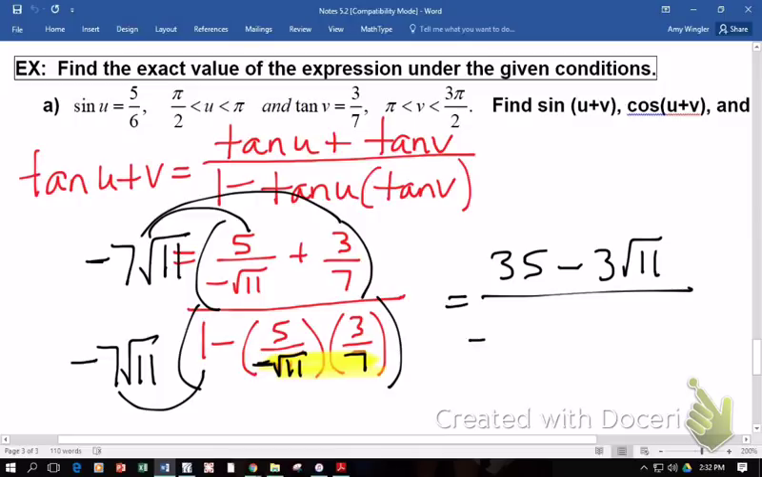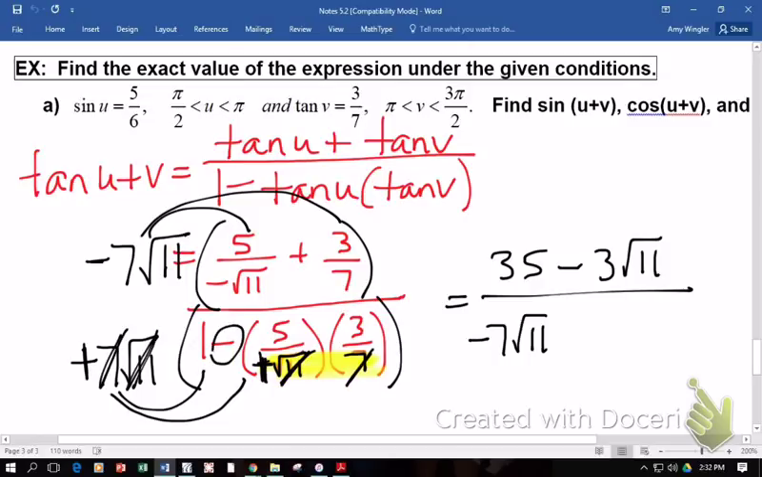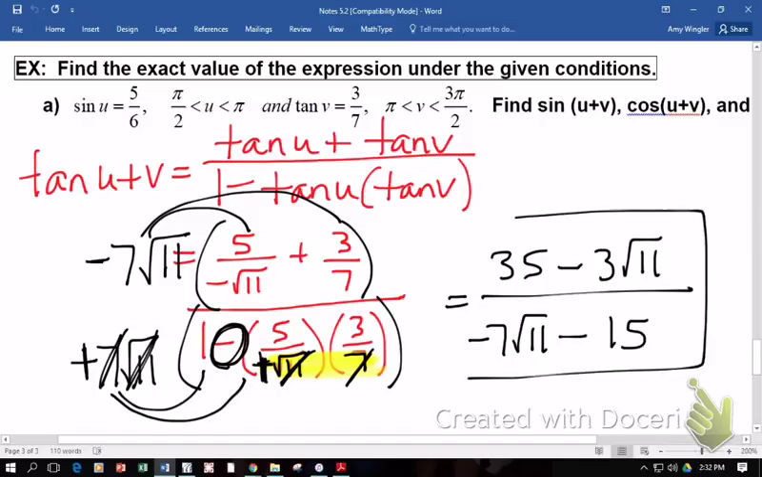On bottom, when I distribute, I get negative 7 radical 11. And then when I distribute here, watch your signs, because the negative here cancels with the negative here. The 7 cancels and the radical 11 cancels, but this negative stays. So it's going to be minus 3 times 5, which is 15. You can leave your answers like that. The back of the book, when you check them, will rationalize. Please come see me if you have any questions on this lesson.